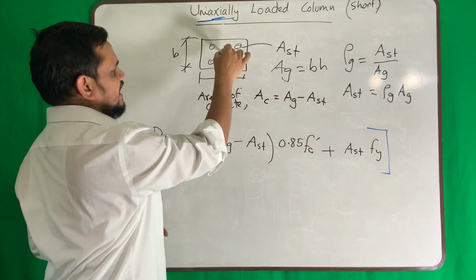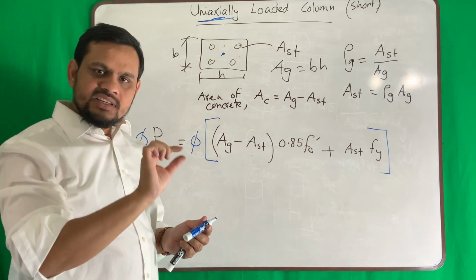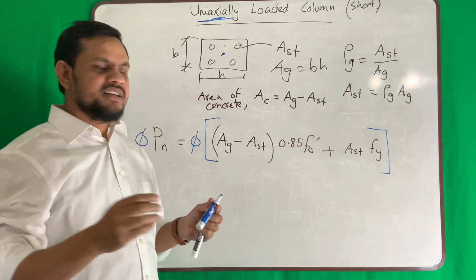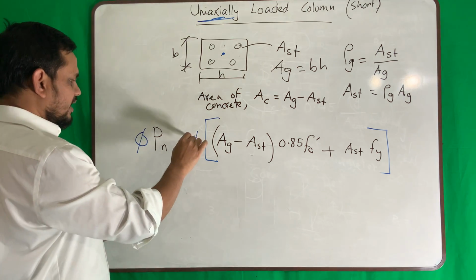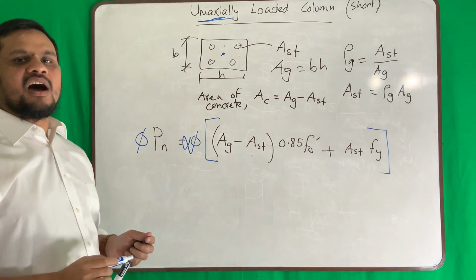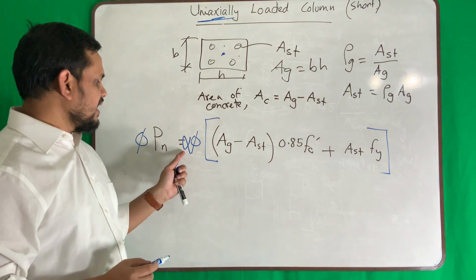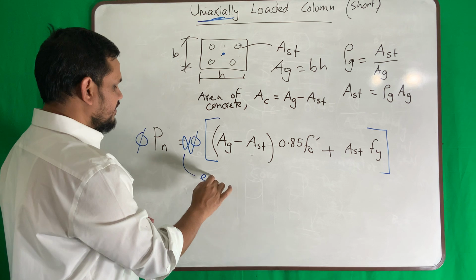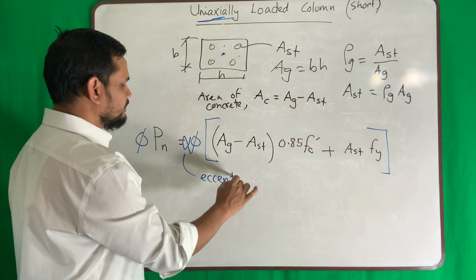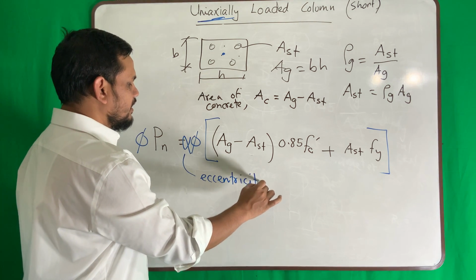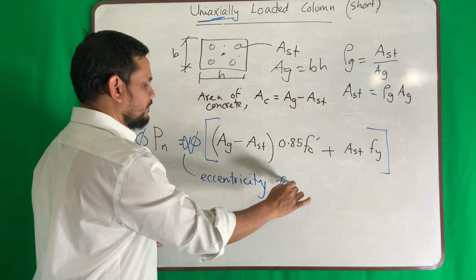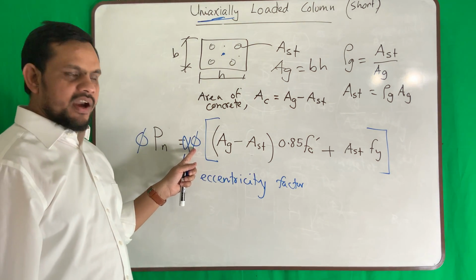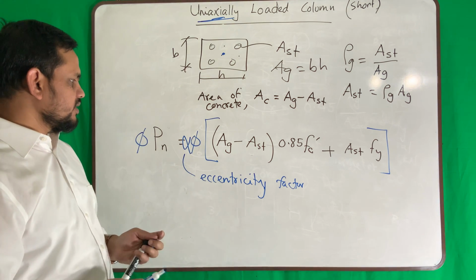That means load is at the center, but still some eccentricity may occur. To account for that eccentricity, we multiply another factor that is called alpha. This is the eccentricity factor. And this is the strength reduction factor. You know it from your beam equation.